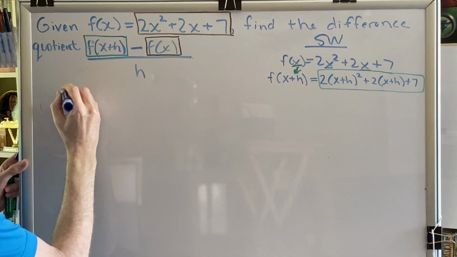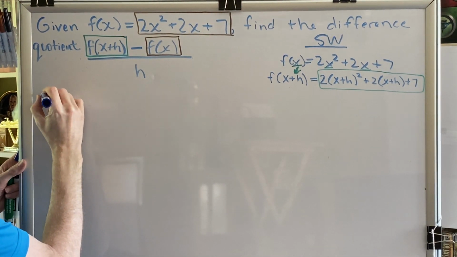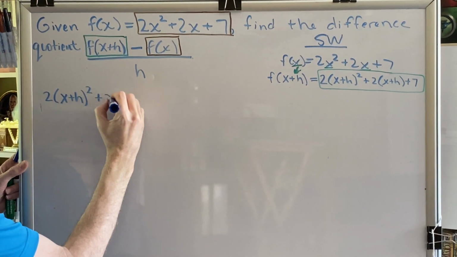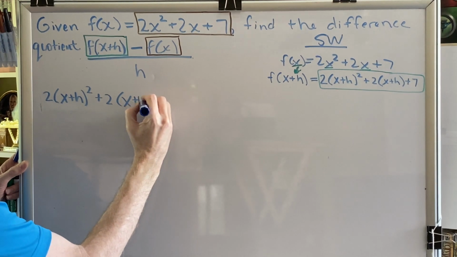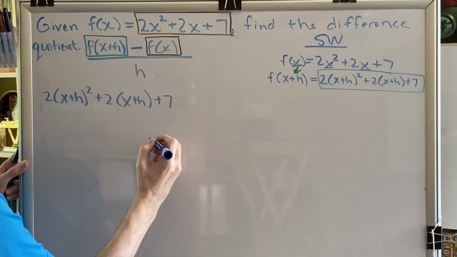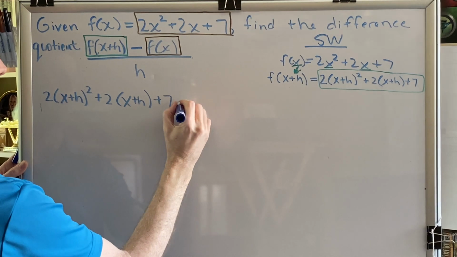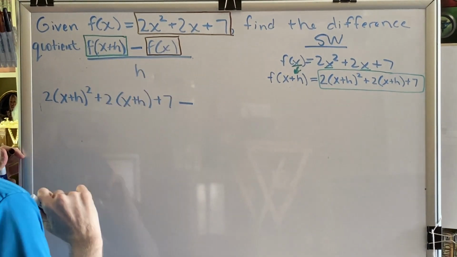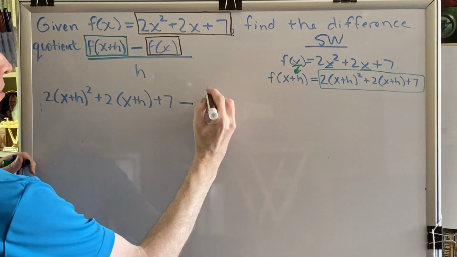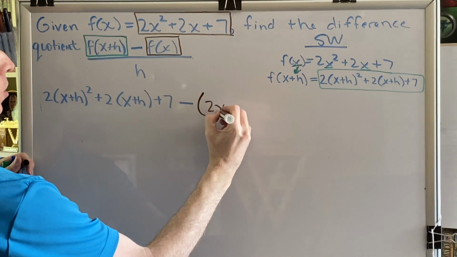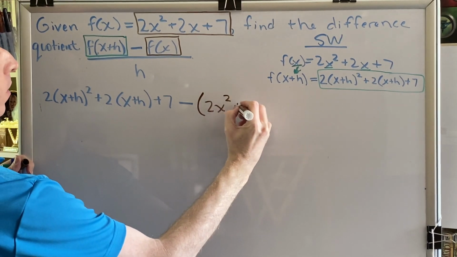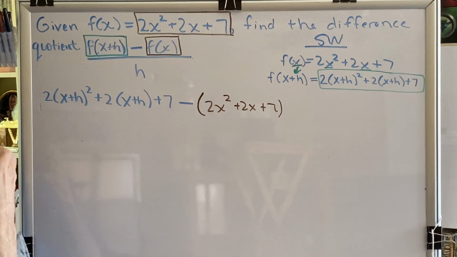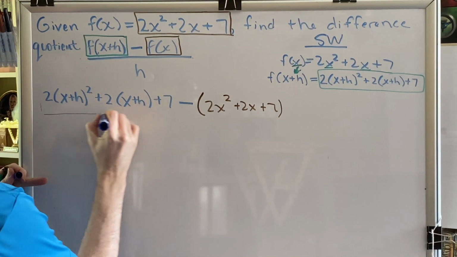Let's begin. First, green box. We have 2 parenthesis x plus h close parenthesis squared plus 2 parenthesis x plus h close parenthesis plus 7. The subtraction sign is part of the difference quotient formula. Now, we're replacing f of x with something new, and because it's after subtraction, it must be put in parentheses. So minus parentheses 2x squared plus 2x plus 7 close parentheses. Then that whole thing is divided by h.